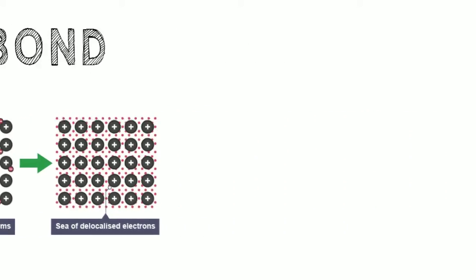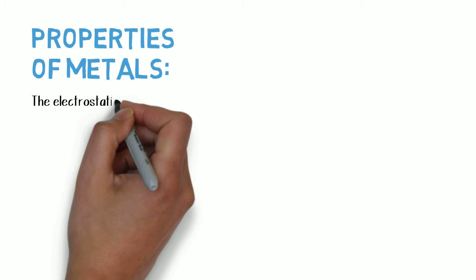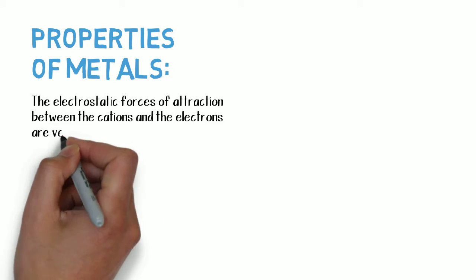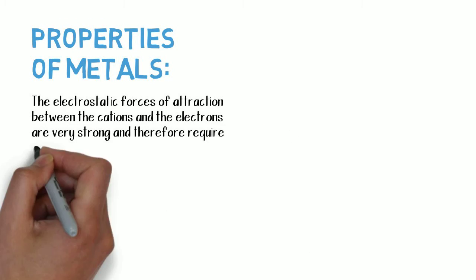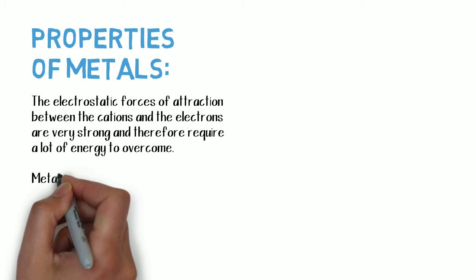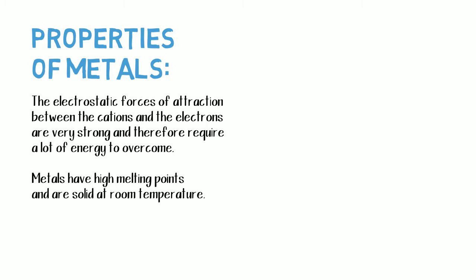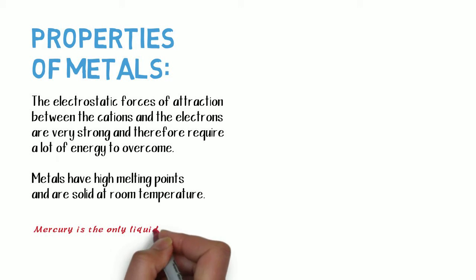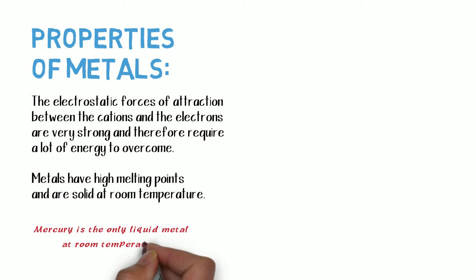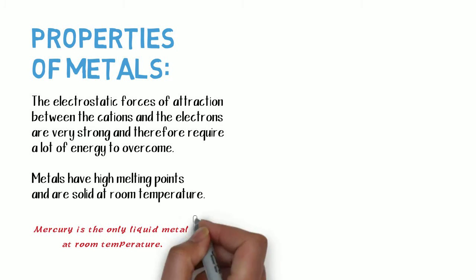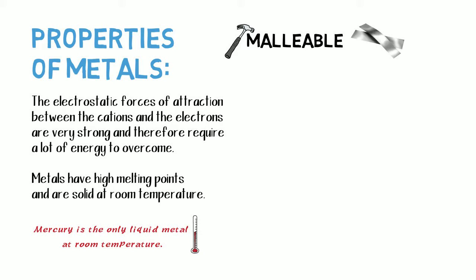The properties of the metals are actually due to their very specific type of bonding. Because of the electrostatic forces of attraction between the cations and the electrons that we discussed, this attraction is so strong and hard to overcome. So this is why metals have very high melting and boiling points and are usually solid at room temperature. And note, mercury is the only liquid metal at room temperature. We use it in thermometers.